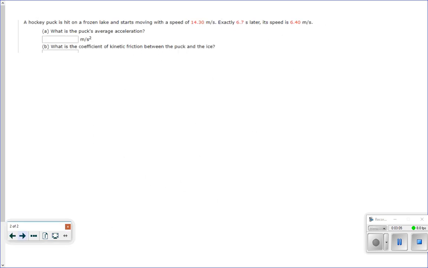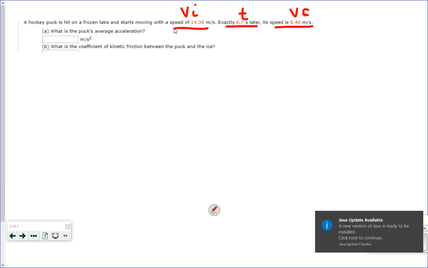All right, let's take a look at this next one. Hockey puck hit on a frozen lake. Starts moving. So you have an initial speed, and you're given time. And oh, look, here's a final speed. Again, this is looking like motion.